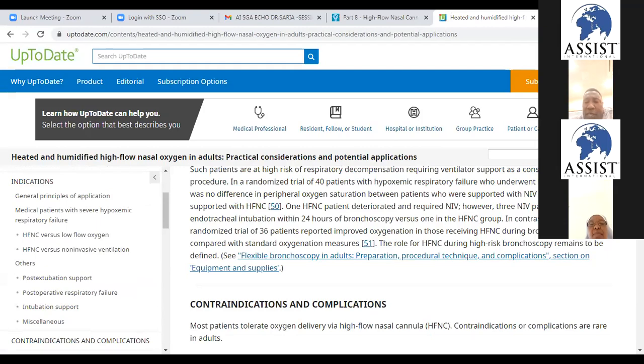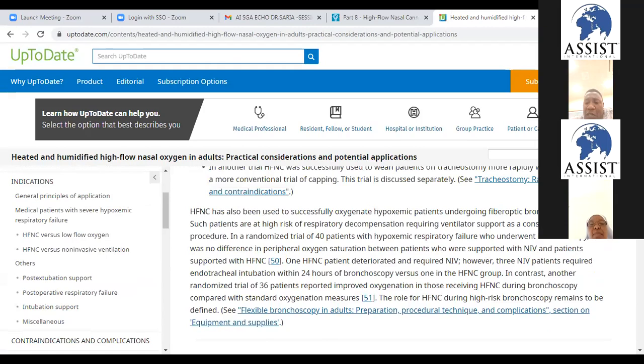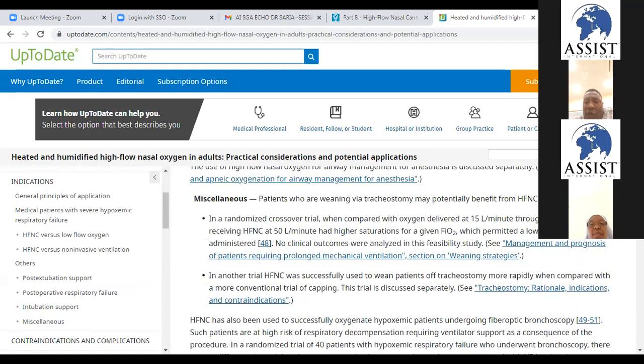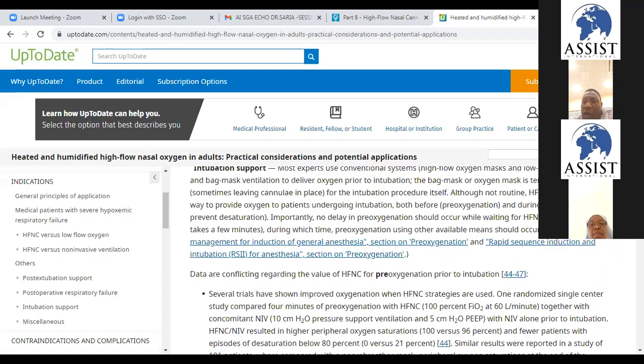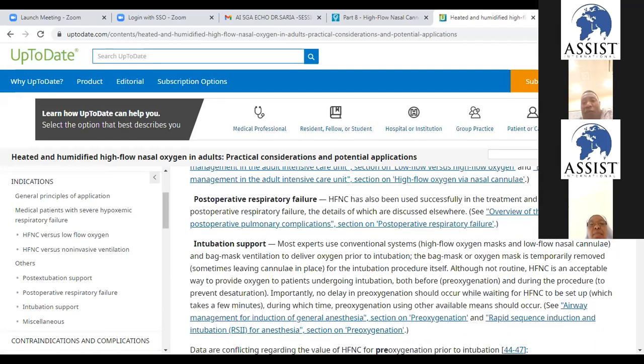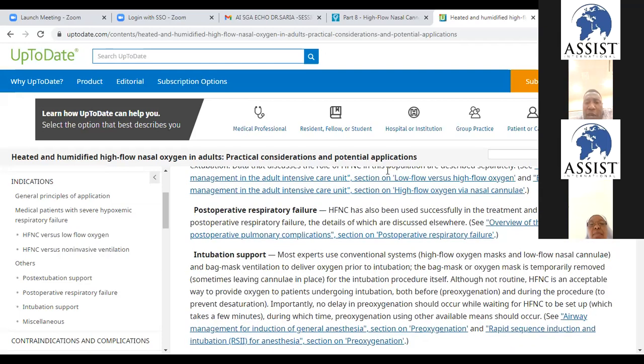This is a non-invasive technique, so you're not putting in a tube, you're not putting the patient on a mechanical ventilator. All of these are the benefits, and then you can see if you are not getting where you want, then you can think of invasive techniques. So these are the benefits of using high flow oxygen therapy.